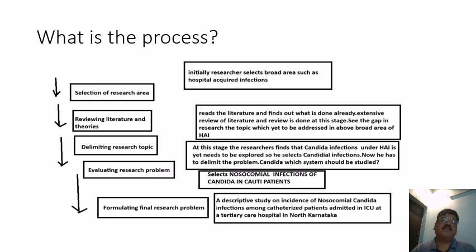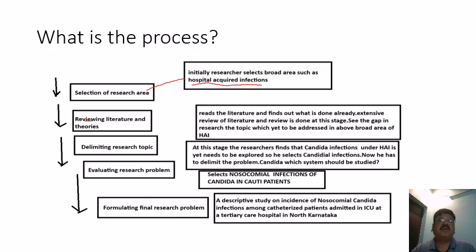So what is the process? First is the selection of the research area. Here you can see the example. Initially the researcher selects a broad research area, hospital acquired infections. In hospital acquired infection, there are so many aspects. It may be ventilator associated pneumonia, or catheter associated urinary tract infection, or surgical site infection. So different topics are there. Again, different organisms, Pseudomonas, Klebsiella, or drug resistance in hospital acquired infection, or fungal infection.